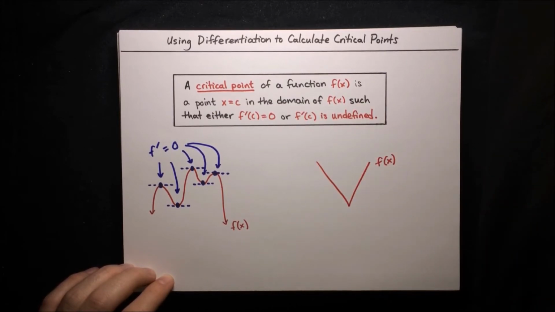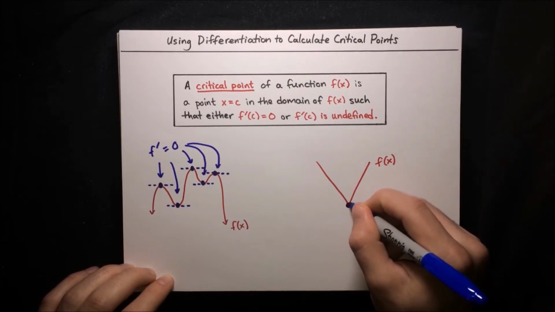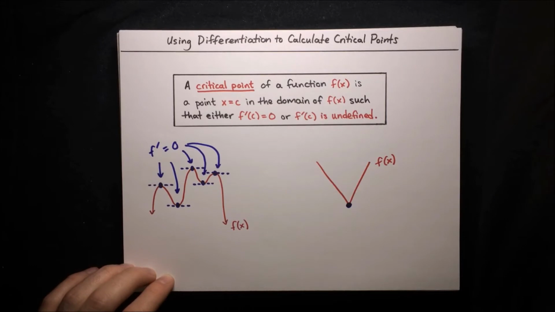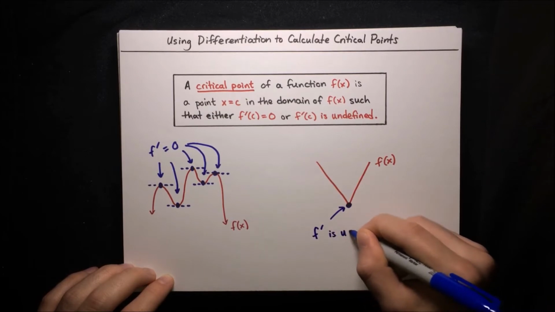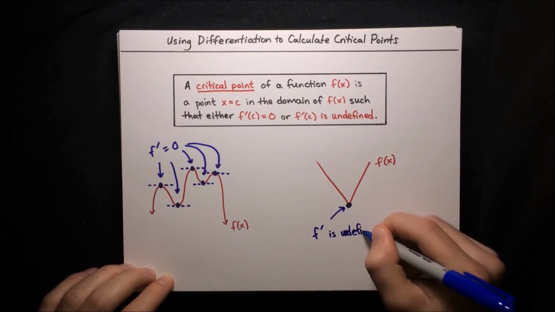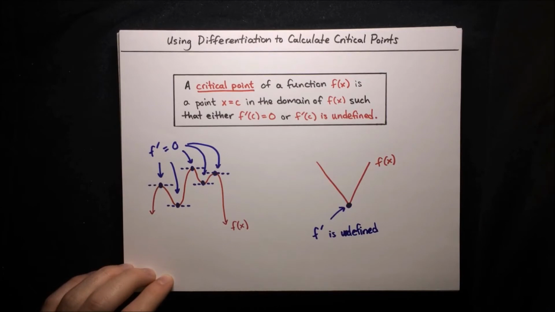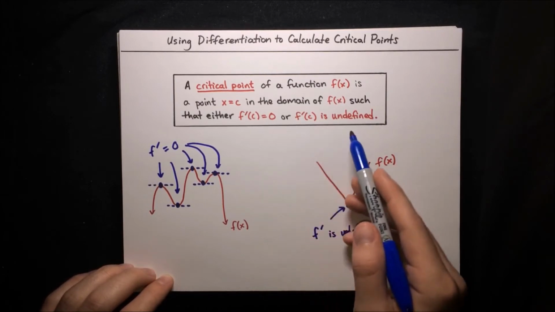An absolute value function just looks like a V shape. And at the minimum here, the function is pointy, which means it's not differentiable there. So let's label that. Here, f prime is undefined. So if we just searched for points where the derivative is 0, then we wouldn't have found this minimum here. So that's why we need that other condition, f prime of c is undefined.